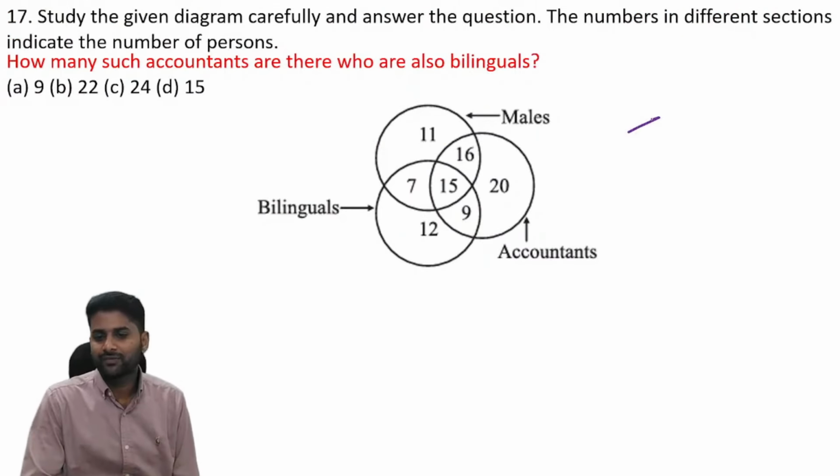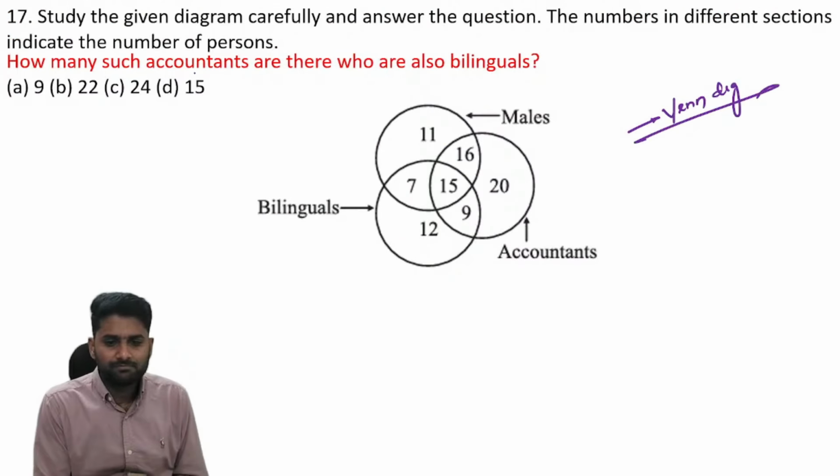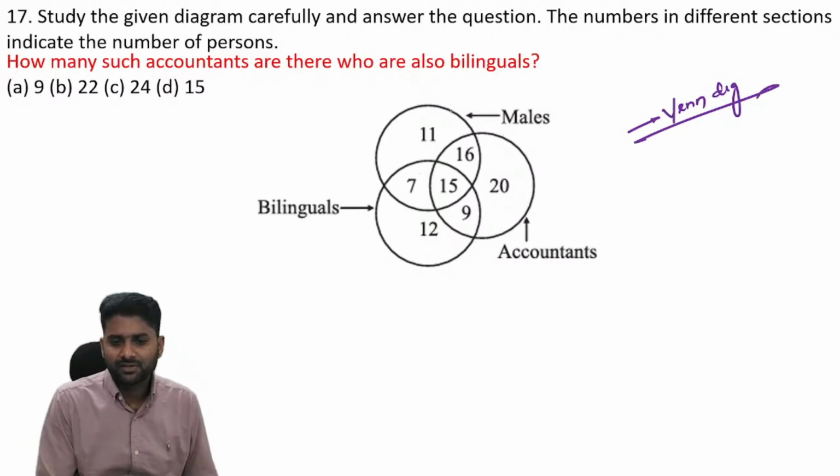Let's see one more question from Venn diagrams. Now see, just understand this information. This is all about the males, this is accountants, and this is bilinguals. Now the question: how many accountants? Accountants means 16 plus 15 plus 9 plus 20. But we have that information: accountants who are also bilingual. So accountants should merge with bilinguals.